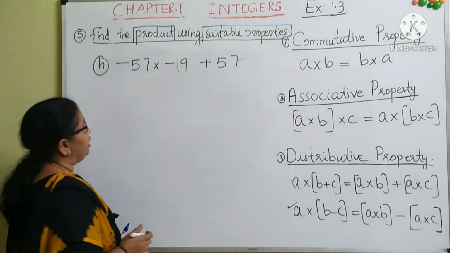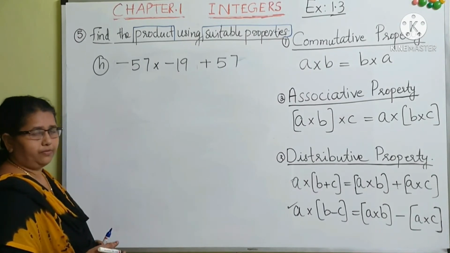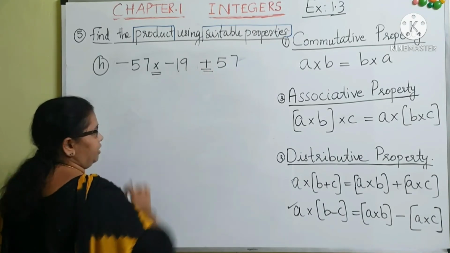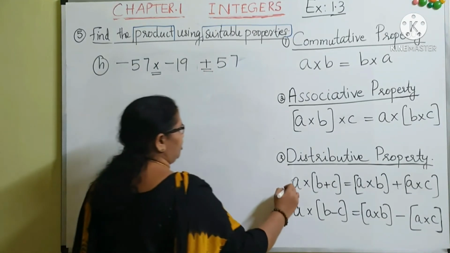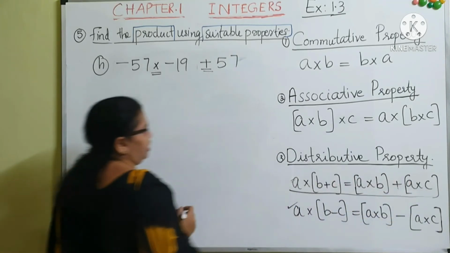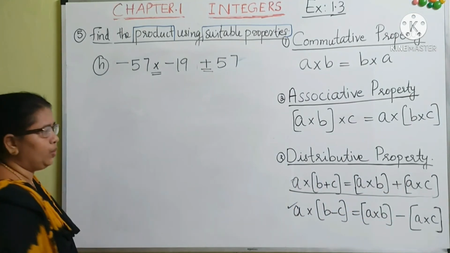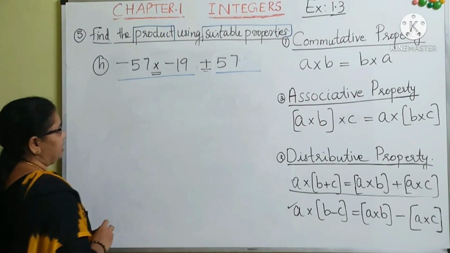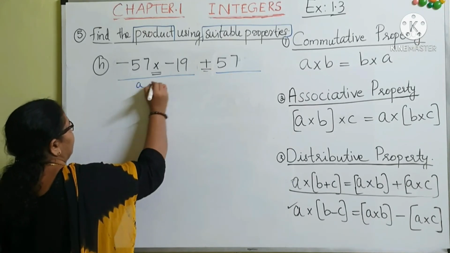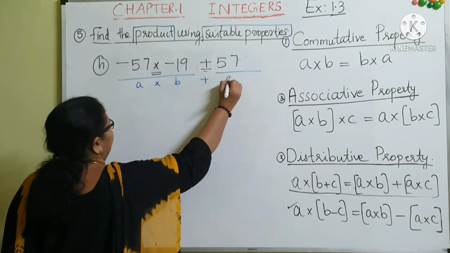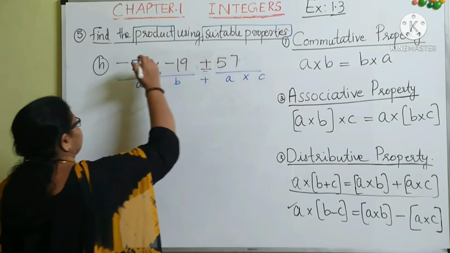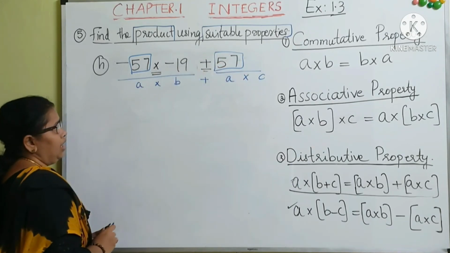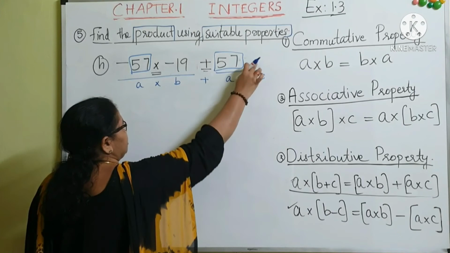Next question H. Negative 57 into negative 19 plus 57. See, two operations are here, multiplication and addition. So we can use distributive property over addition. A into B plus C is equal to A into B plus A into C. This is the first part and this is the second part. That is in the form A into B plus A into C. 57, here also 57. And 57 A into C, but C is not here.